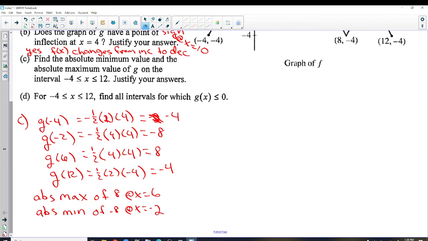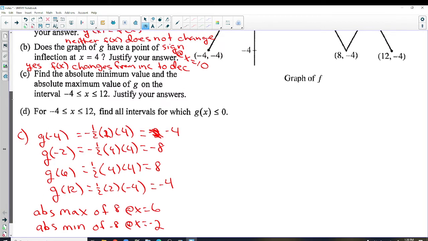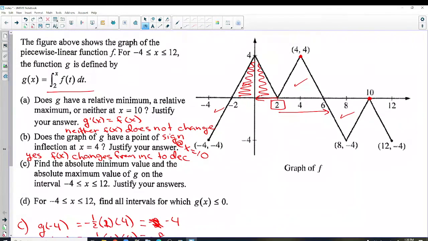For negative 4 to 12, find all intervals for which g of x is less than or equal to 0. So find out where g is negative. So letter D.